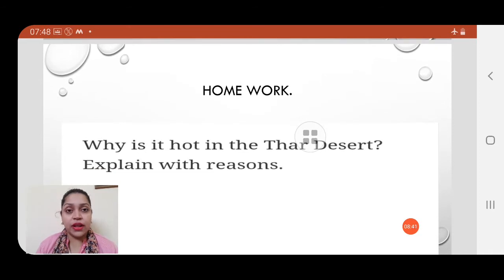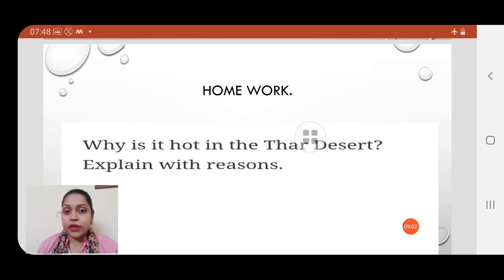Next we have, children, the homework. And what is the homework? The homework question is, why is it hot in the Thar Desert? Explain with reasons. This also, children, is for 3 marks. You will write it down in the Google Classroom and you will submit. So children, this is all for today's class.